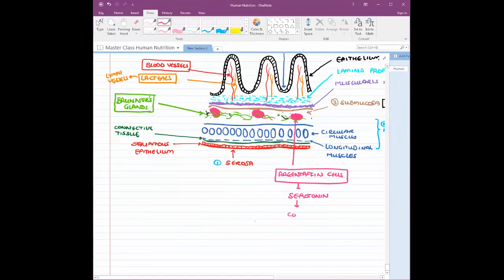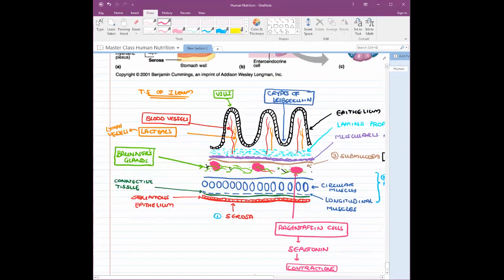Also, on the other side, what is this going to do? This is going to bring about contractions. Okay, contractions of the intestines, because you have to show peristalsis. That is why. Now, guys, let's just zoom in all over here.